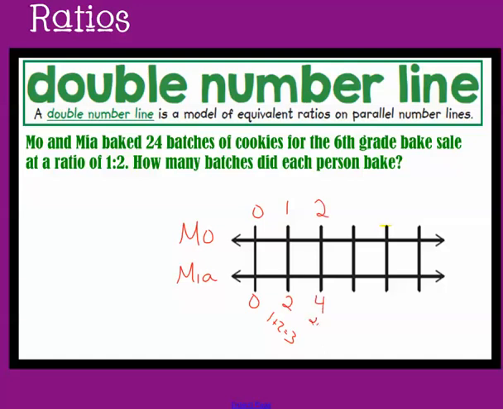Well, 2 plus 4 is 6. So we're not there yet. Let's try it again. Let's double 4 to 8. Well, 4 plus 8 is 12. So let's double again. 4 times 2 is 8. 8 times 2 is 16. And 8 plus 16 covers the 24 batches. So there's our ratio again. Mo baked 8 batches while Mia baked 16.